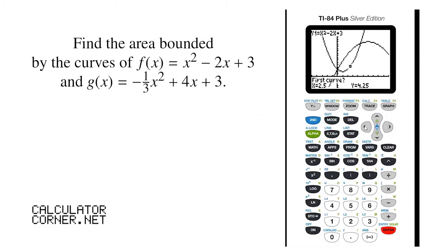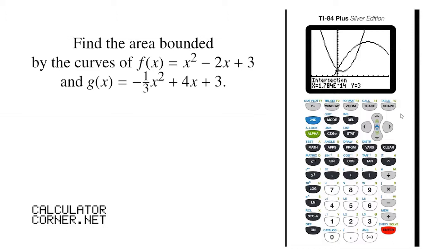The calculator wants to know what the first curve is, and I'm already on the first curve. And then it wants to know what the second curve is, and it automatically went to the second curve. Now it wants a guess. Now this is important. Since I have two different intersection points, I need to scroll over and get closer to my first intersection point. Once I'm close to it, it doesn't have to be right on it, but get close to it, press enter, and the calculator will compute that intersection point.